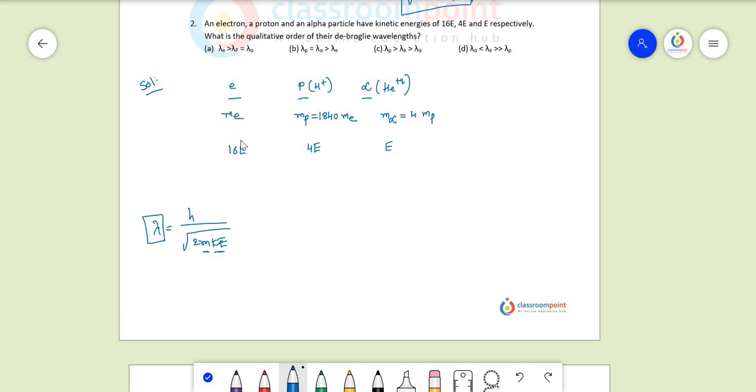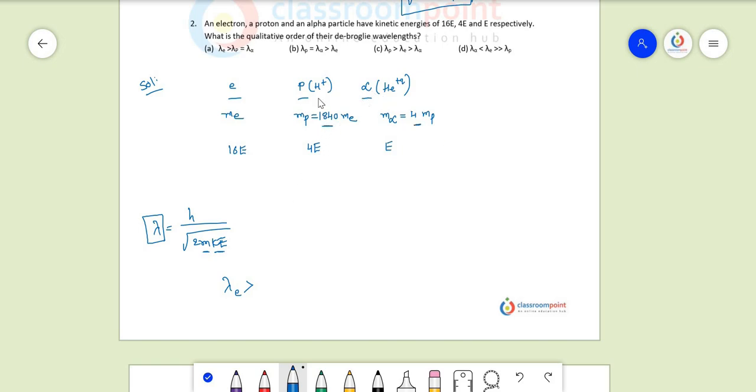Here, the mass of the electron is negligible, we know that, and its kinetic energy is 16E. And when we compare the mass of the electron and the mass of the proton, the proton mass is 1840 times the mass of the electron. Means, the mass of the electron is almost 2000 times less than the mass of the proton. So, when the mass of the electron is 2000 times less than the mass of the proton, then the lambda value will be very high for the electron in comparison to the proton and alpha particle. So, here we can write lambda of electron is high in comparison to both of these particles because their masses are very high.